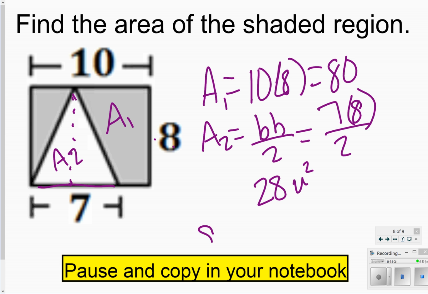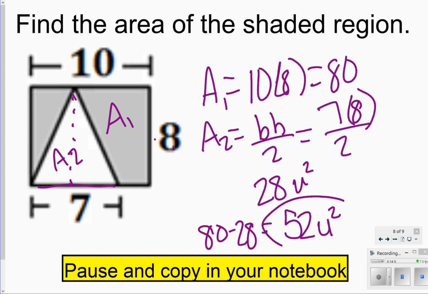And now we're going to subtract them. So we're going to take 80 minus the 28, and what are we going to find? We're going to find that the region of the wall, or whatever we're going to call it, is 52 units squared. Starting with the whole and taking out the one window. Okay, make sure you have all this copied down.